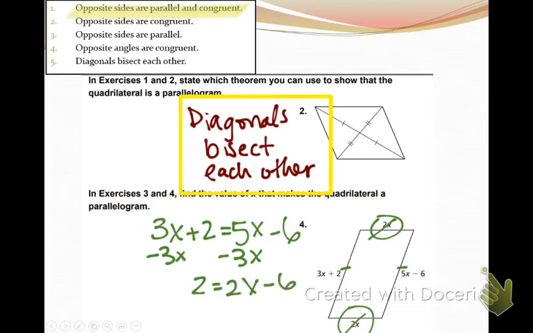What do I do next? Add 6. Good. So 8 equals 2x, and x equals 4. That's the answer. You can go ahead and flip.